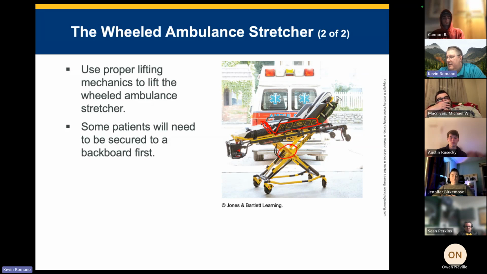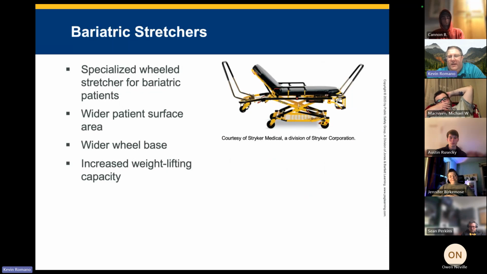But now we're adding all this extra weight. We're adding oxygen bottles and everything else to it. Now the normal weight of the stretcher, now we're adding more stuff onto that as well, right? So just be aware and know how to utilize what you guys have for your system.